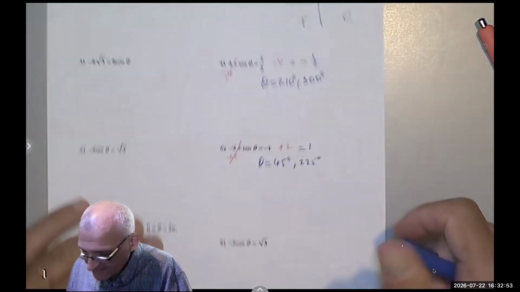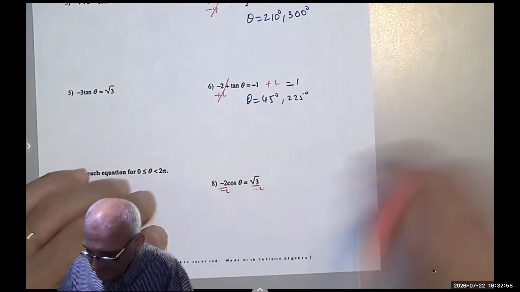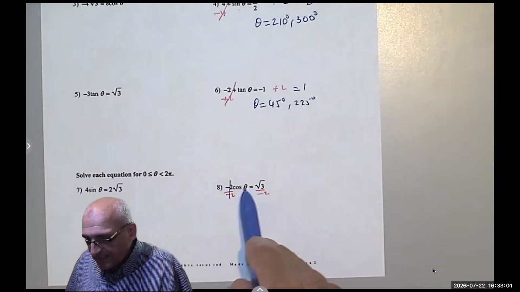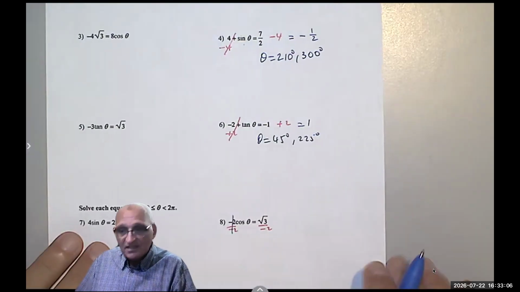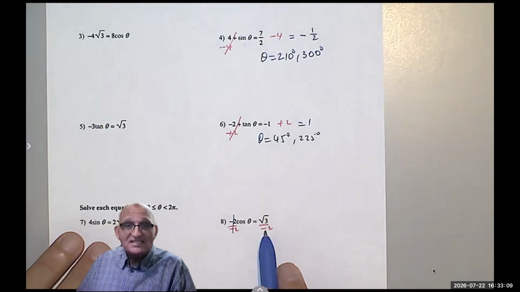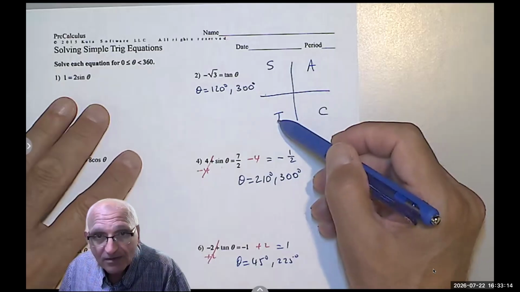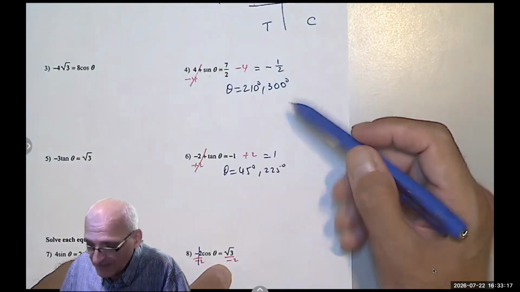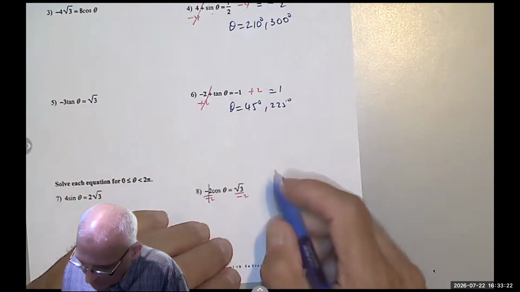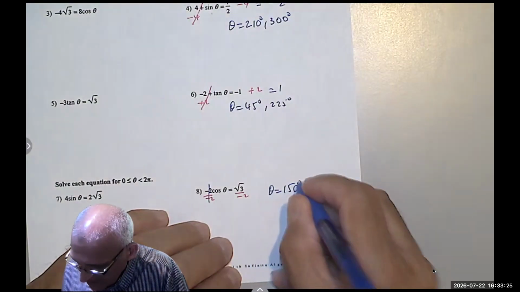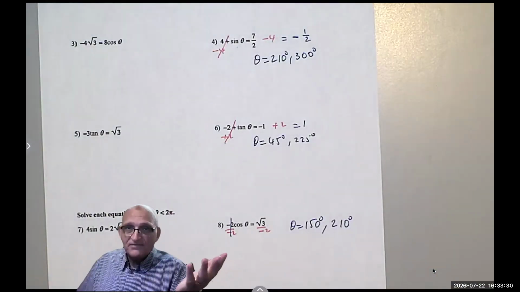Let's go to number 8. I'm going to divide by -2 both sides. Cosine theta is negative root 3 over 2. I know that if I didn't have the negative, this is the cosine of 30 degrees. And negative, meaning I'm either in the second or third. So either 180 minus 30 or 180 plus 30. So theta equals 150 or 210. Isn't that really very easy?